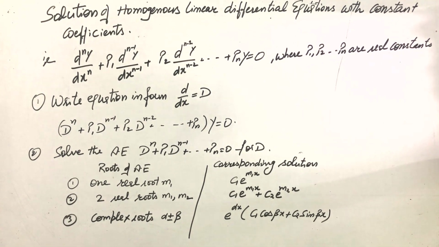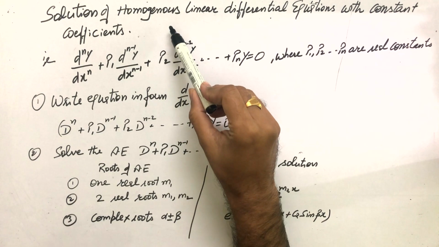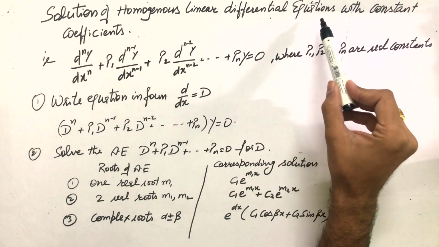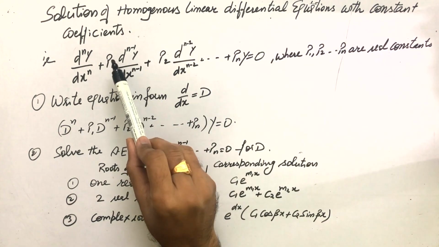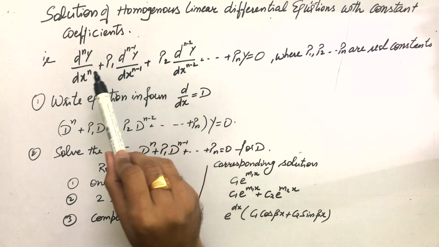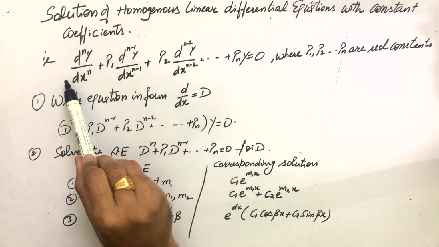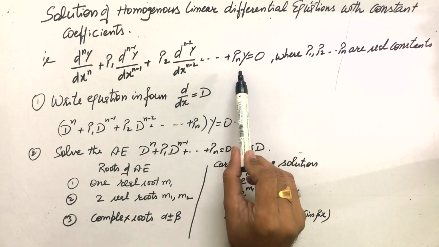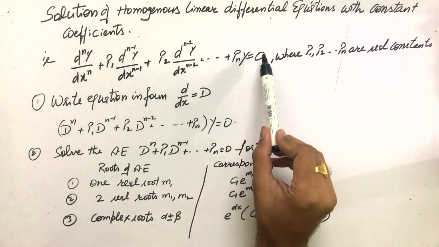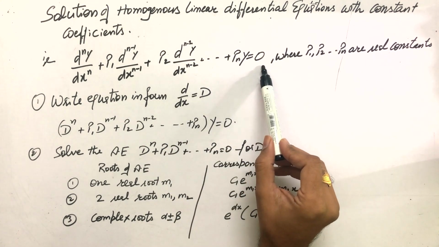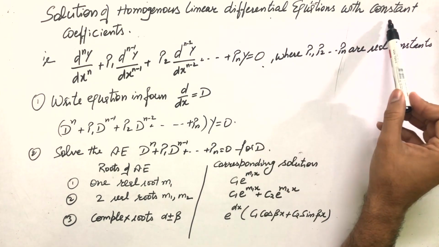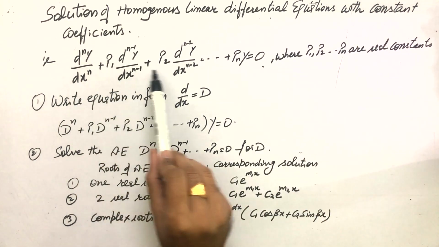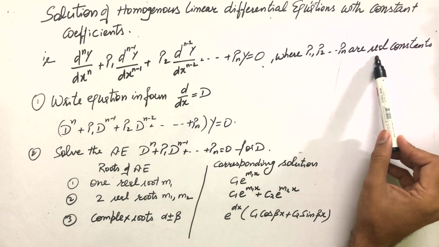Hello students, in this video we will discuss the solution of homogeneous linear differential equations with constant coefficients. A homogeneous linear differential equation will look like this. This is homogeneous because its right side is 0, and constant coefficients means all these p's are constants.